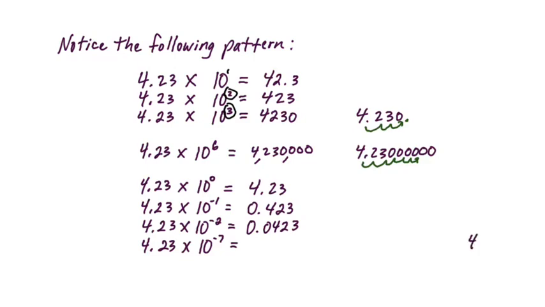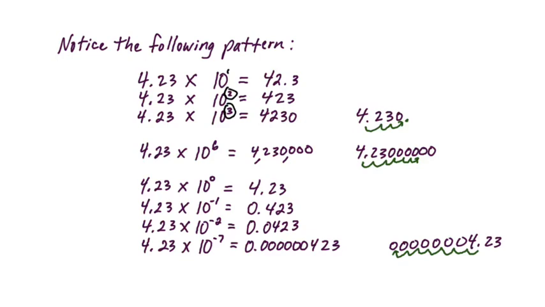All right, and so we would write 4.23. We know we're going to go to the left 7 times, so we're going to need some zeros. Let's go ahead and move our decimal 7 places to the left. And again, I like to count zeros. I got 1, 2, 3, 4, 5, 6 zeros, and then 423. So be careful that you count your zeros correctly and that you put the right number of zeros in.